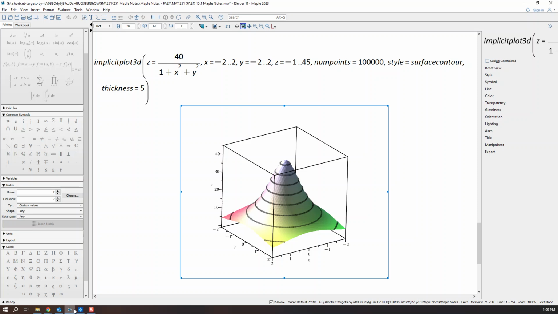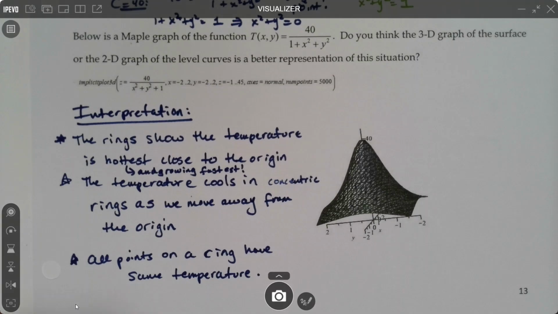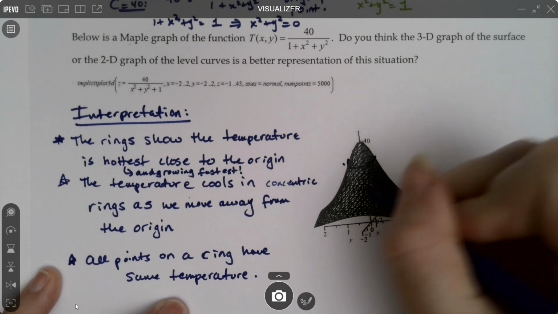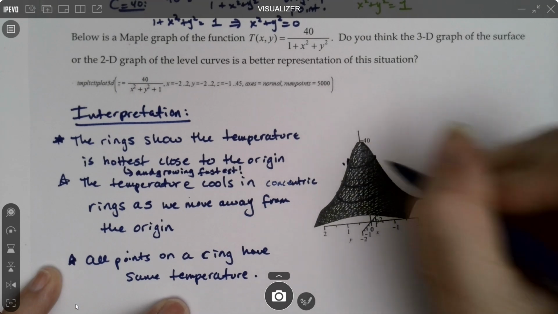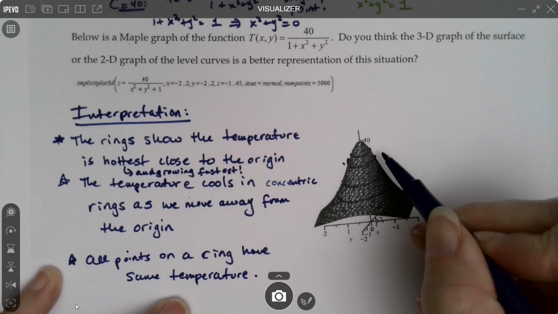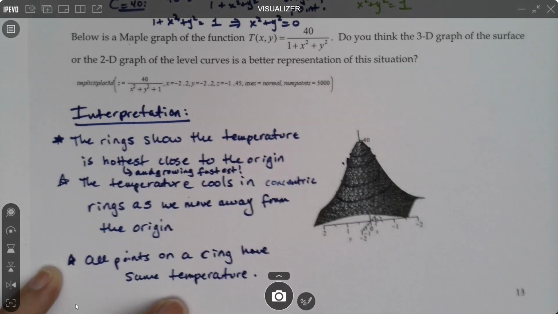So on our paper, if we want to say there are concentric rings, it's hard to see them, but that's what you're doing, right? So they're tighter, closer together than they are down here. That's all.